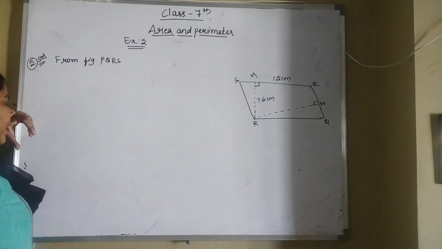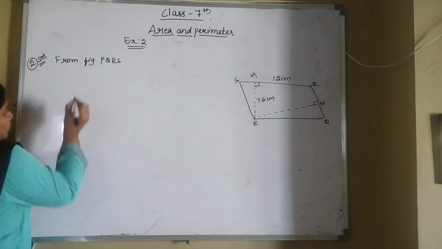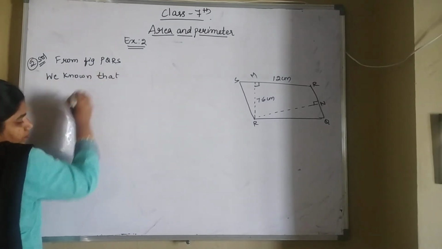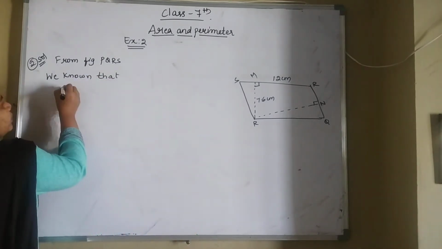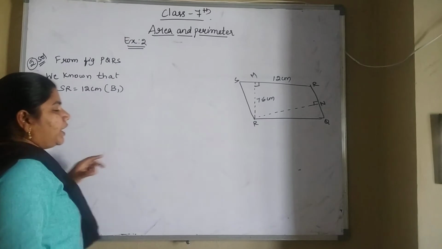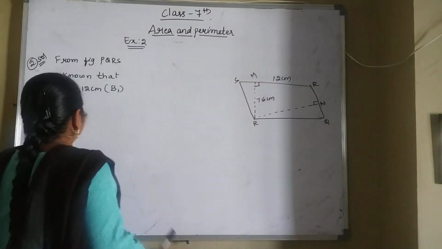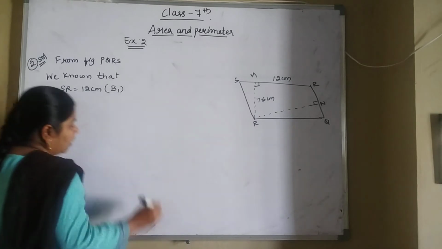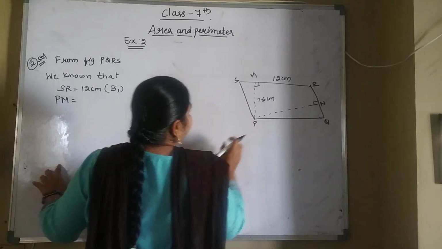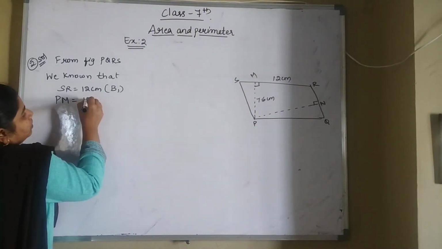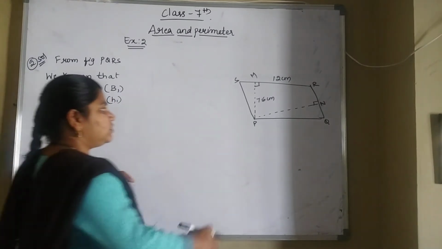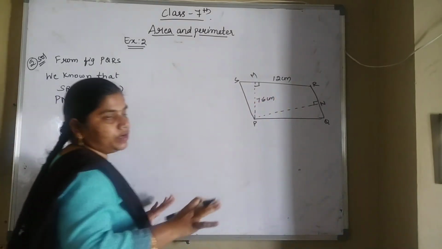PQRS, so what we are taking, we know that SR is equal to 12 centimeters, that is base 1. Okay, so I am taking this part as base 1, and also we know that PM is equal to 7.6 centimeters, that is I am taking height 1. Okay, and this one is base 2 and this is height 2. We will talk about that later.